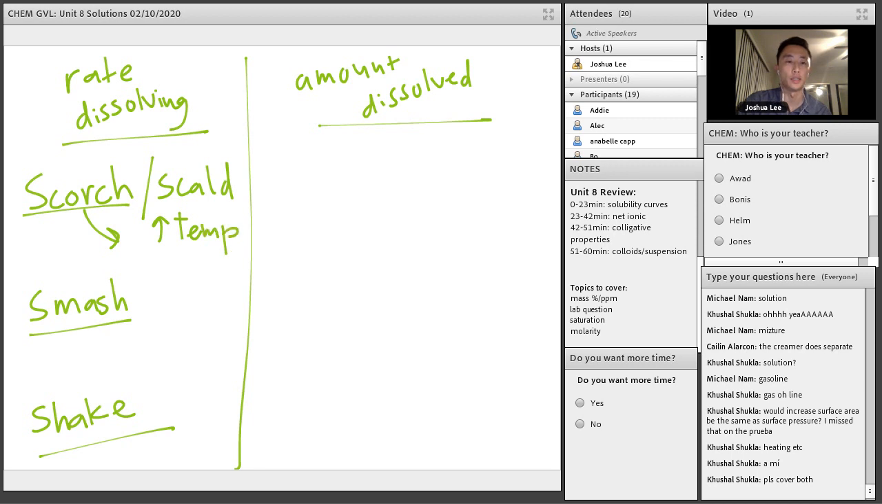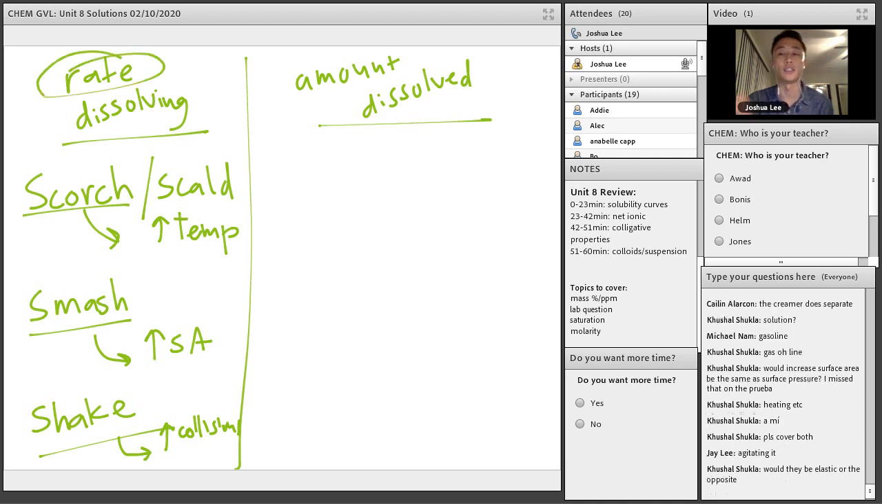The hotter something is, the faster it dissolves, because in order for something to dissolve, remember, the solvent has to hit the solute and slowly break it apart. Smashing it, you're increasing the surface area. And then shaking it, you're just increasing the number of collisions. So three S's for the rate of dissolving. This is how fast you dissolve it.